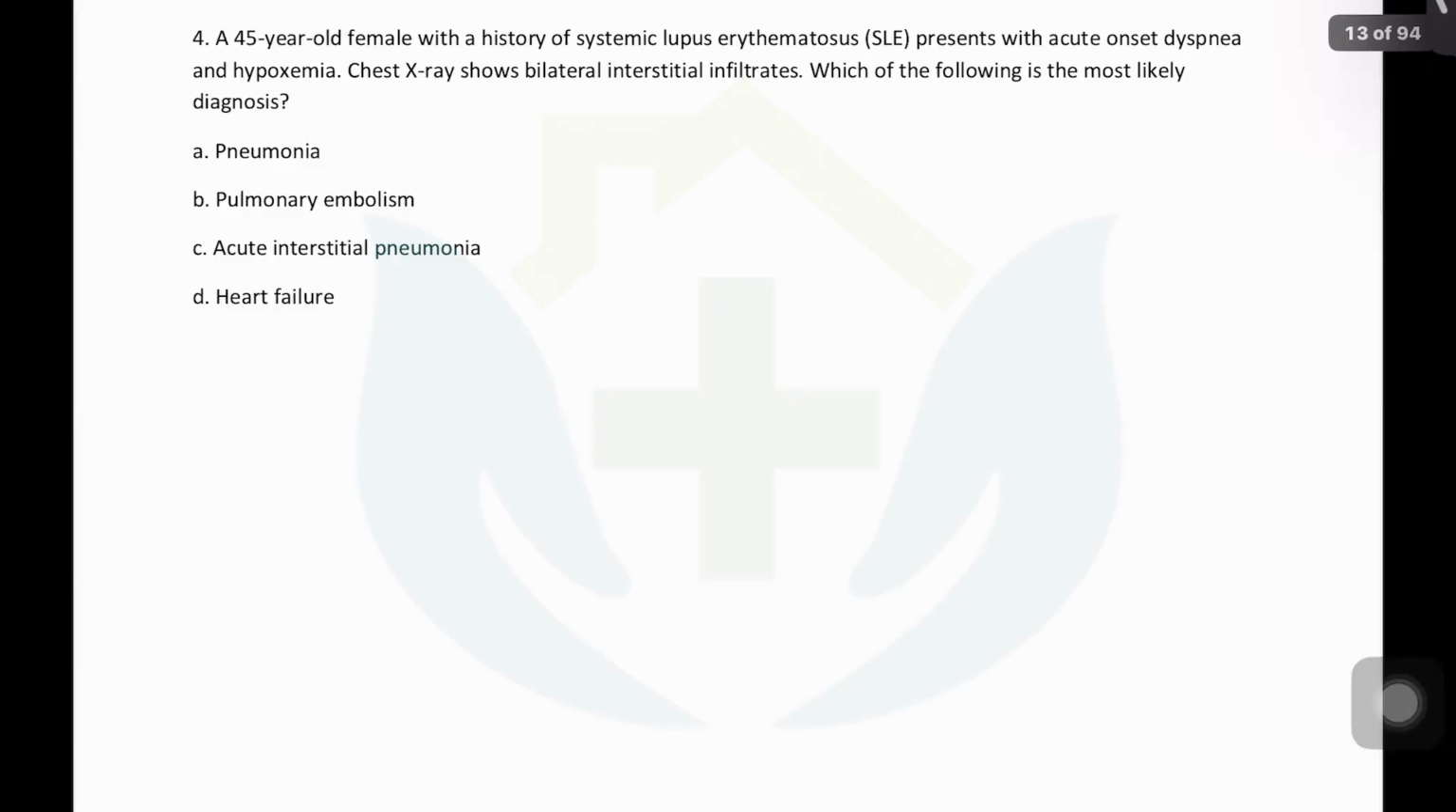Next question, a 45-year-old female with a history of SLE presents with acute onset dyspnea and hypoxia. Chest X-ray shows bilateral interstitial infiltrates. What is the most likely diagnosis? C. Acute interstitial pneumonia. So, acute interstitial pneumonia is one of the leading pulmonary complications of SLE.